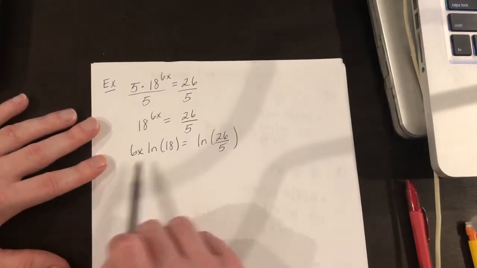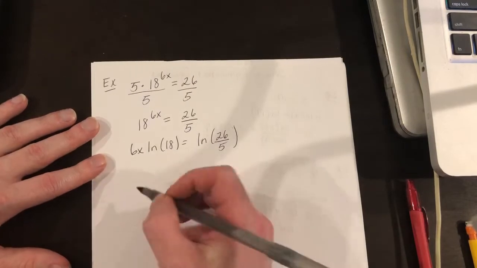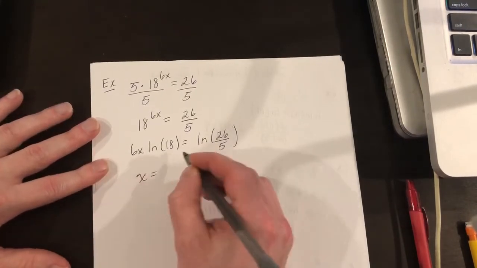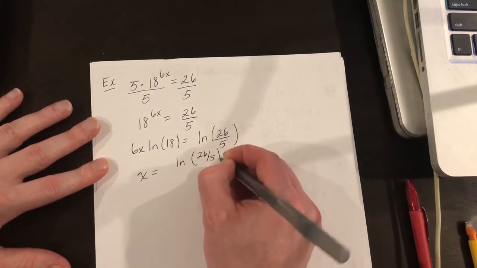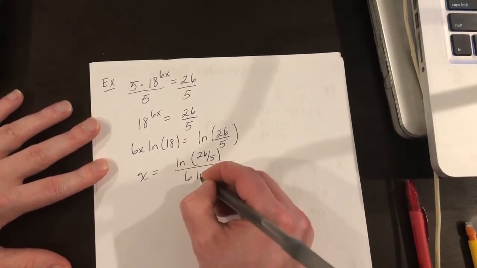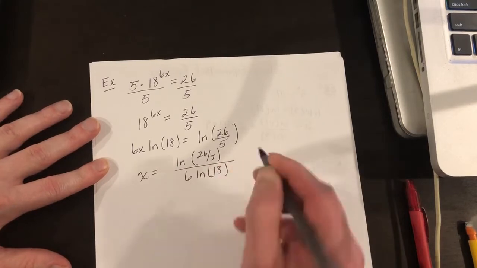And since there's all multiplication going on this side, we can divide everything over to the other side. So natural log of 26 over 5. We get 6 natural log of 18 on the bottom over here.